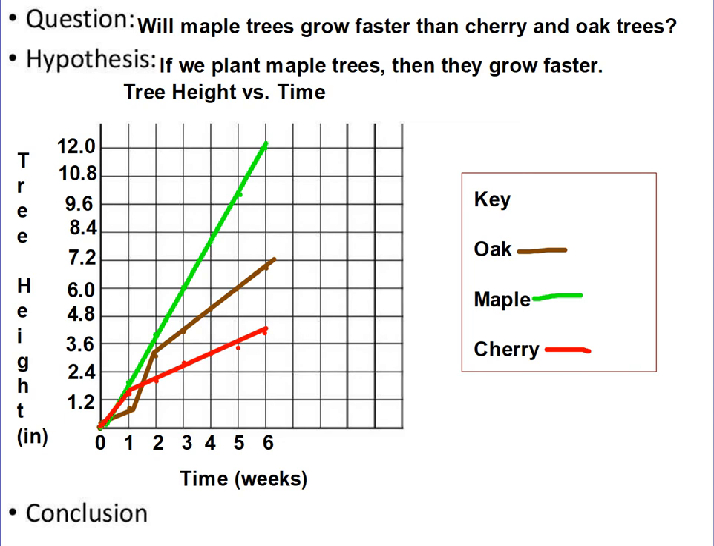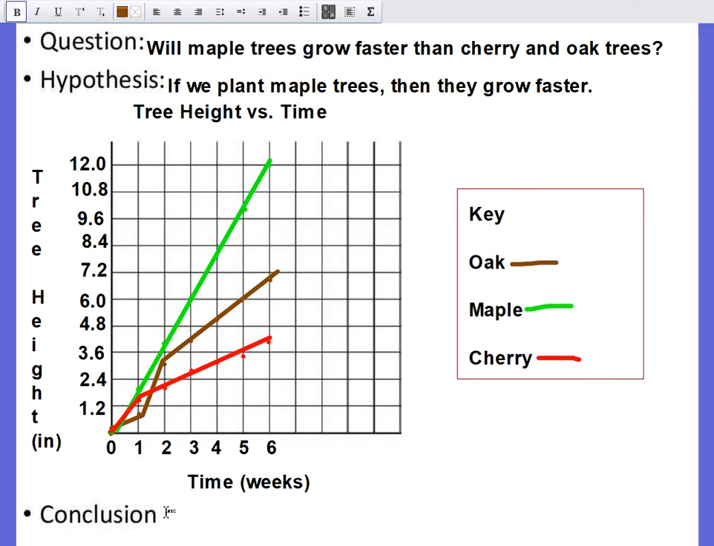I'm going to go back and write my conclusion. So if you look at which tree grew the tallest in the shortest amount of time, that would be your maple tree. So I would say my hypothesis is right because maple trees grew the fastest.